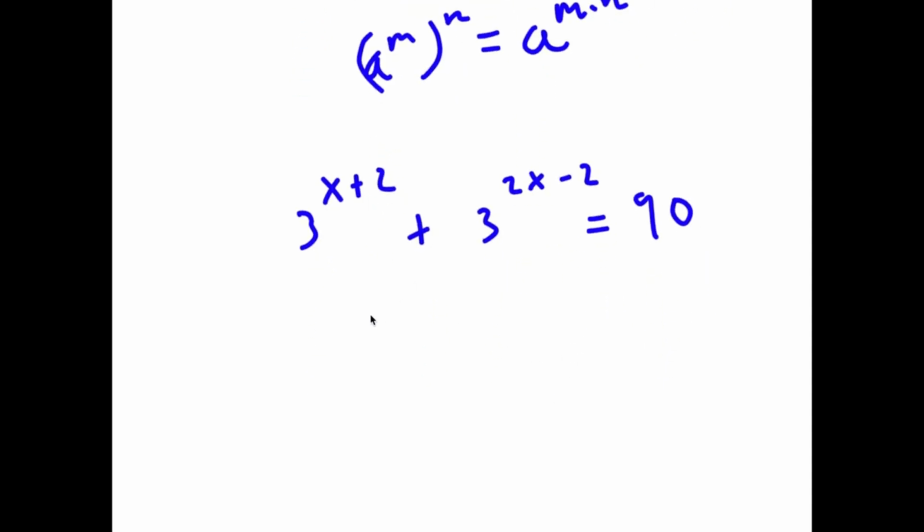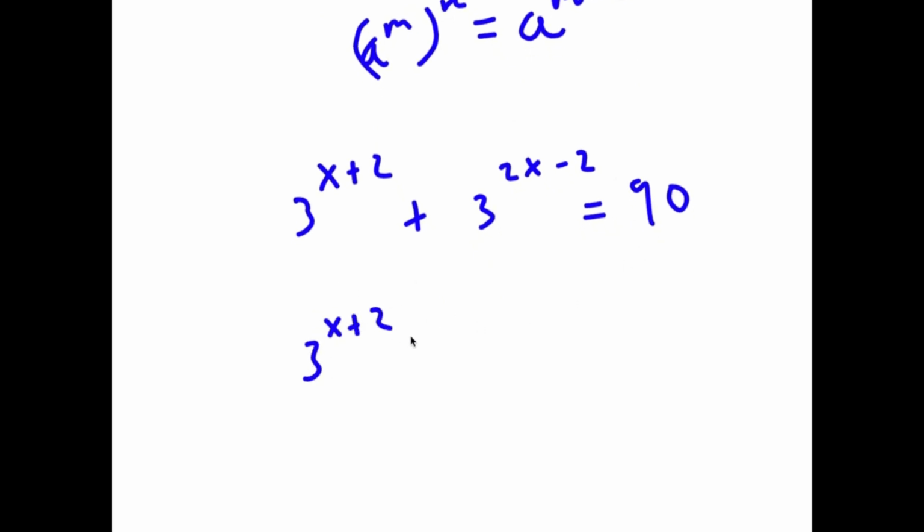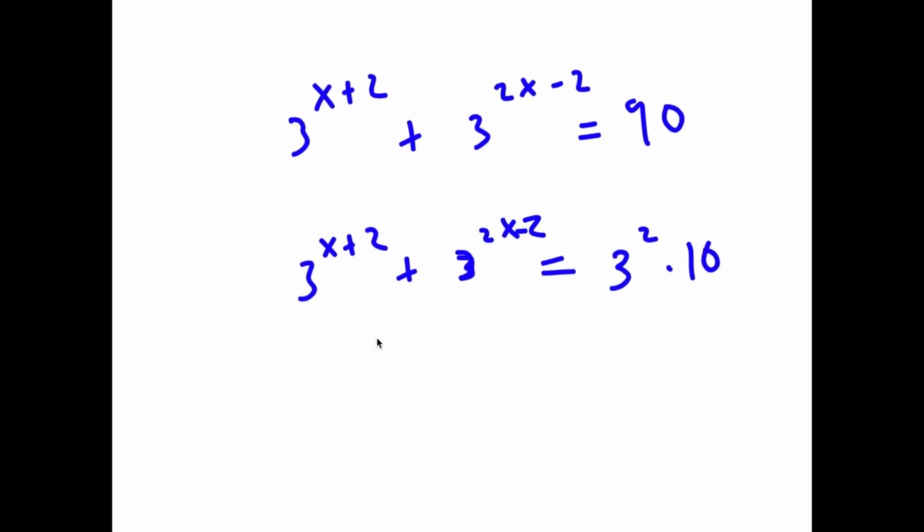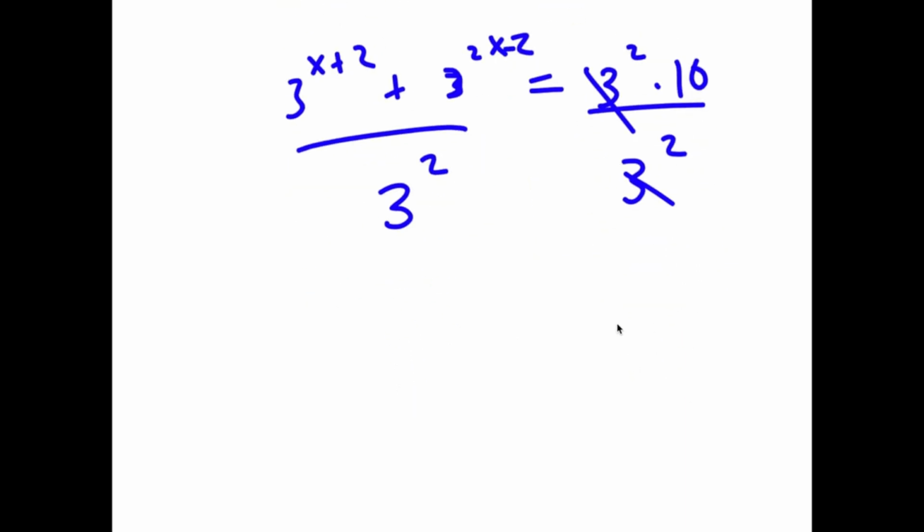Now, if I divide both sides by, well, first off, 90 here, this is equal to 3 to the power of 2 times 10, which 3 to the power of 2 is 9, 9 times 10 is 90. So now I'm going to divide both sides by 3 to the power of 2. So these two cancel out.